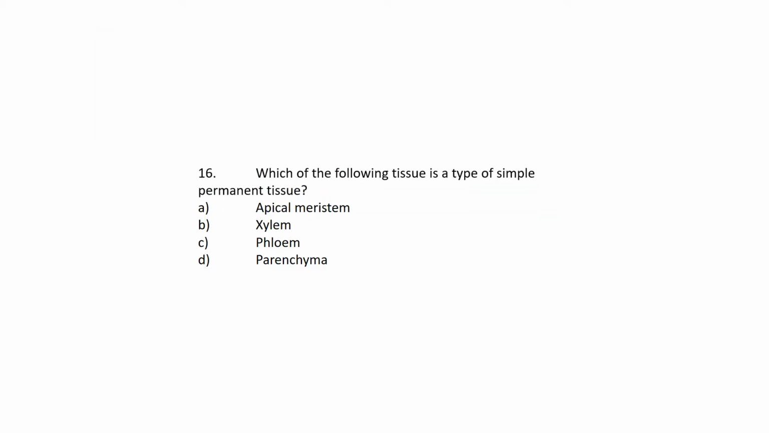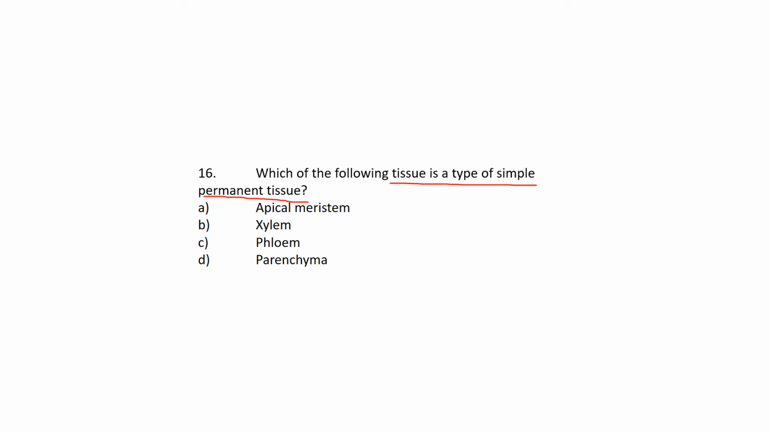Okay, coming to question number 16. The question is, which of the following tissues is a type of simple permanent tissue? Dear students, four options are given to you and you have to find the simple permanent tissue. Once again, recall that plant tissue is divided into two types: meristematic tissue and permanent tissue. Then permanent tissue is further divided into two types, simple permanent tissues and complex permanent tissues.